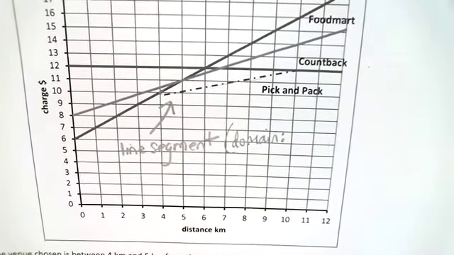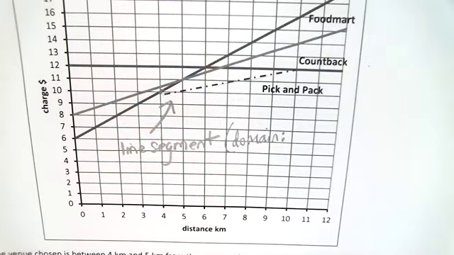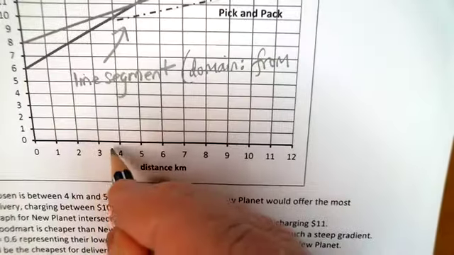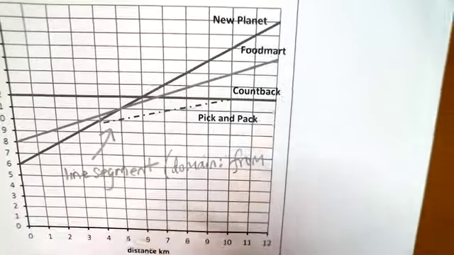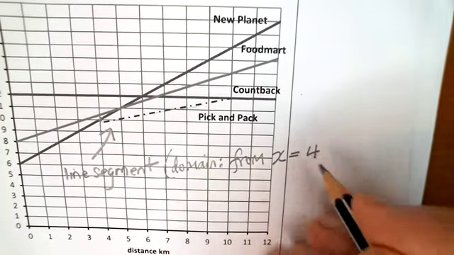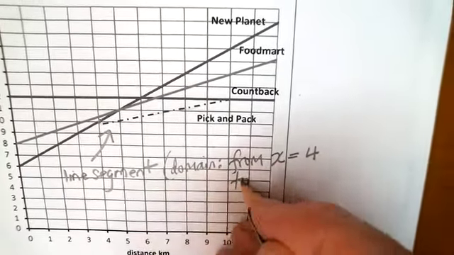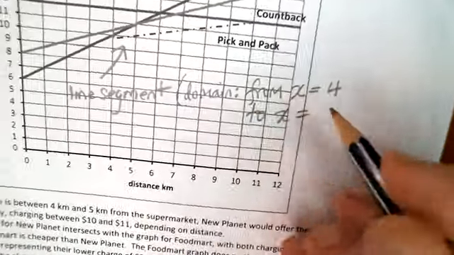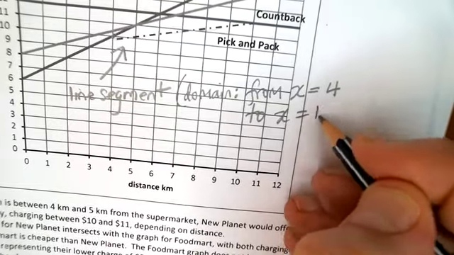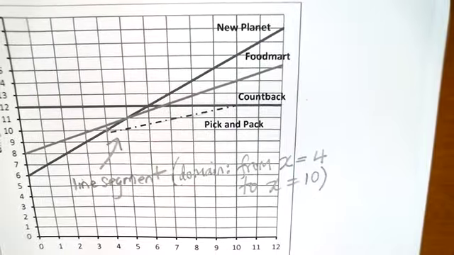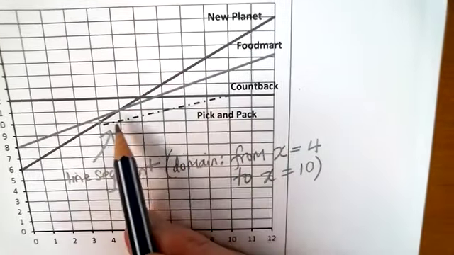Now, domain are just the x values. And you could say from x is 4 to x is equal to 10. Now, the thing about that is that this line here is actually the preferred line.